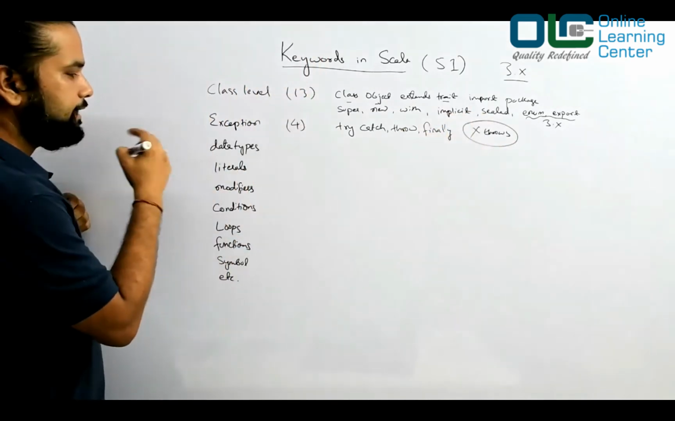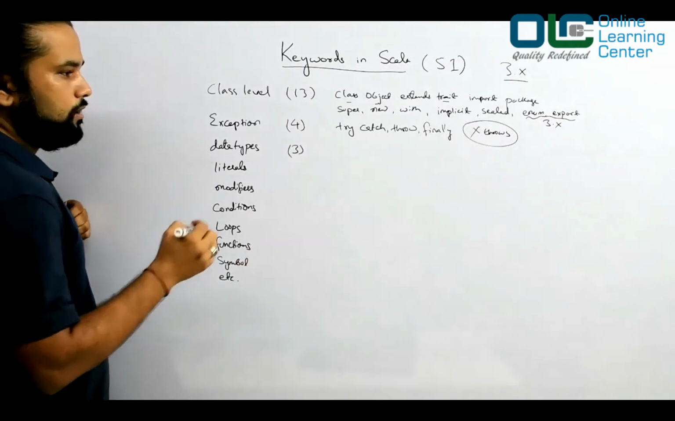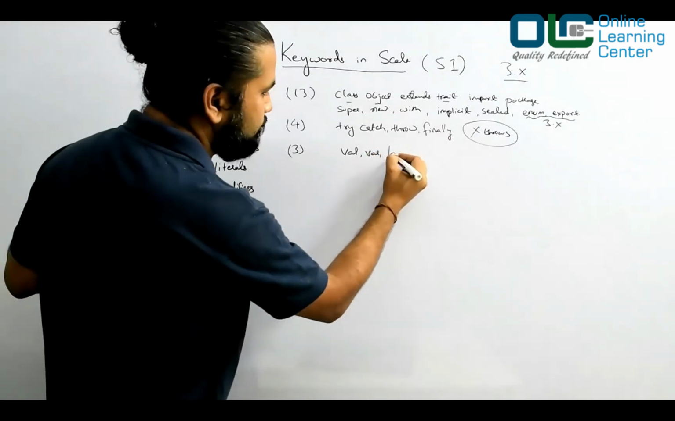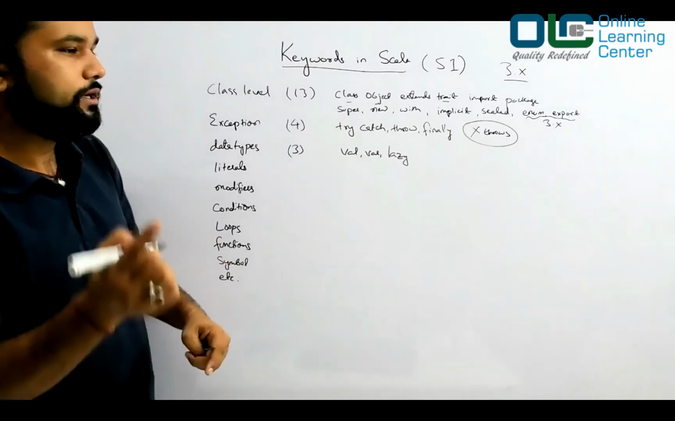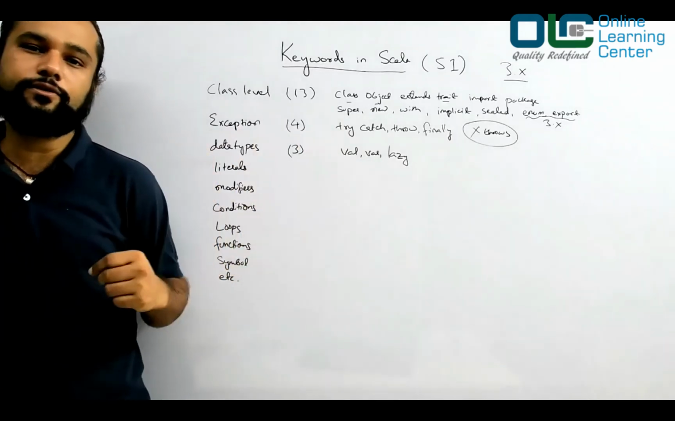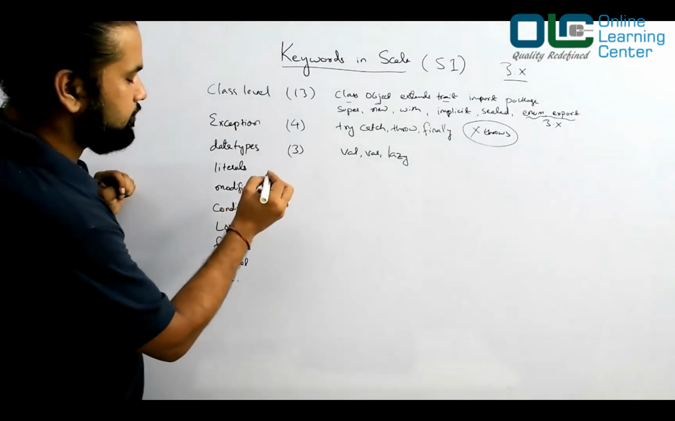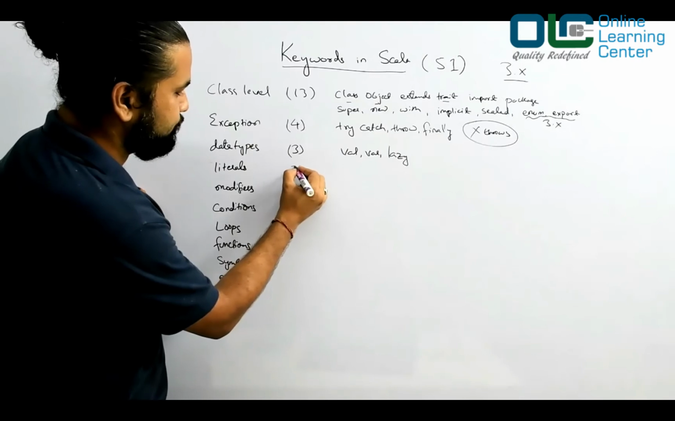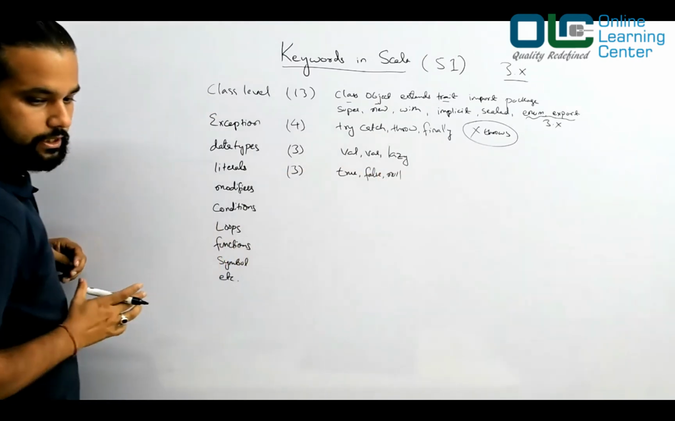Next, data types. I have classified them into 3: val, var, and I've added one more here, lazy. We'll talk about that later. I have added lazy because it is also used in association with val or var. Next, you have literals. Literals are the constants which you basically use, and we have also classified them into 3. They are true, false, and null.